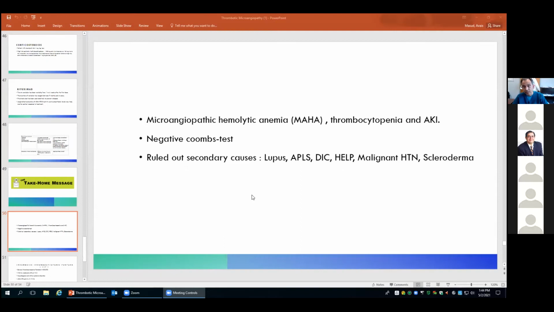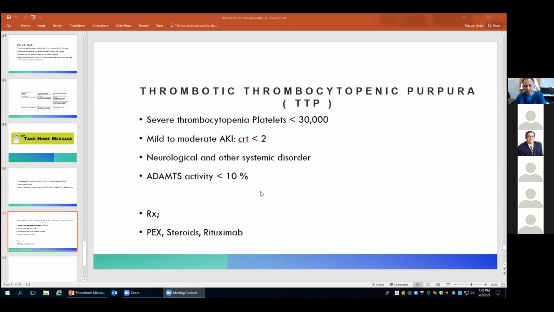So basically, the take-home message is that when you are dealing with MAHA, microangiopathic hemolytic anemia, with thrombocytopenia and AKI, a negative Coombs test, and secondary causes ruled out, then if you have a very low platelet count, commonly less than 30,000, creatinine that is not that bad, like less than 2, neurological system involvement, and ADAMTS13 activity less than 10, that's TTP, and treatment is plasma exchange, steroid, and rituximab.